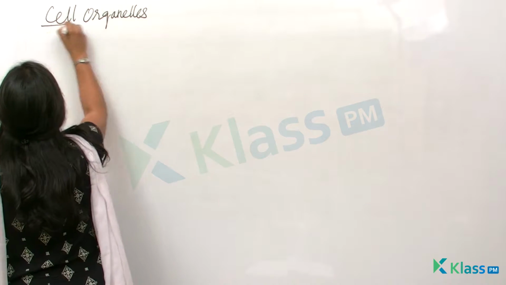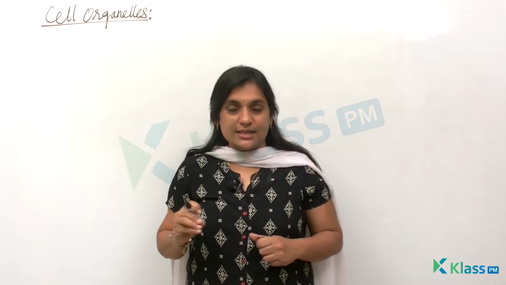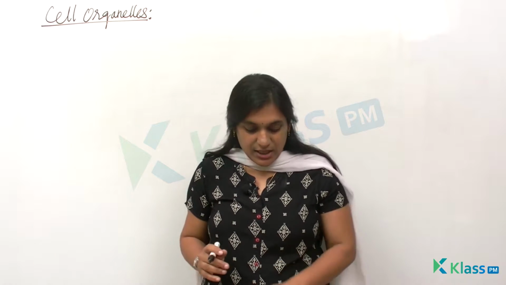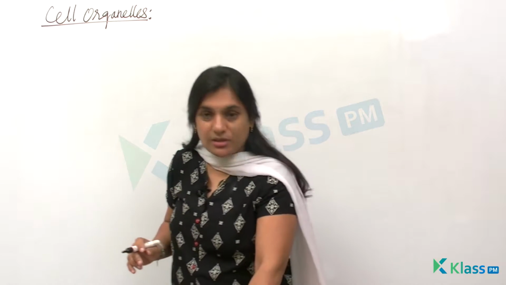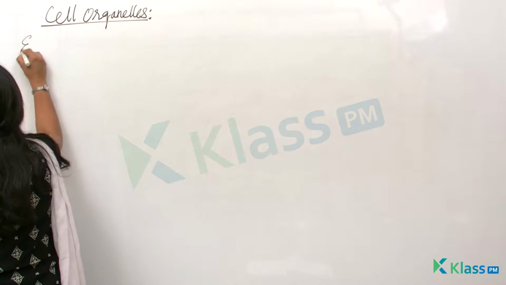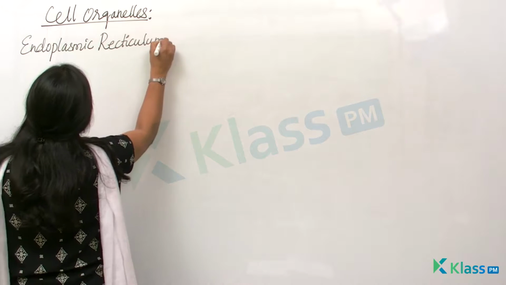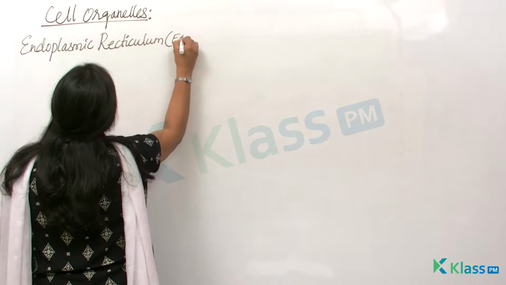These cell organelles are present only in eukaryotic cells. They are absent in prokaryotic cells. In this class we are going to learn about a few cell organelles, and the very first we are going to begin with is the endoplasmic reticulum, which is also commonly called ER.